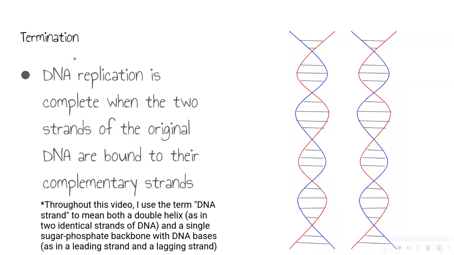This is the final stage in DNA replication. And this DNA replication is going to be complete when we have two strands that are identical, two identical strands of DNA. We're going to have one strand from the original DNA and then one new strand that was built by that DNA polymerase. That's going to leave us with two identical strands of DNA. We have finished our DNA replication.